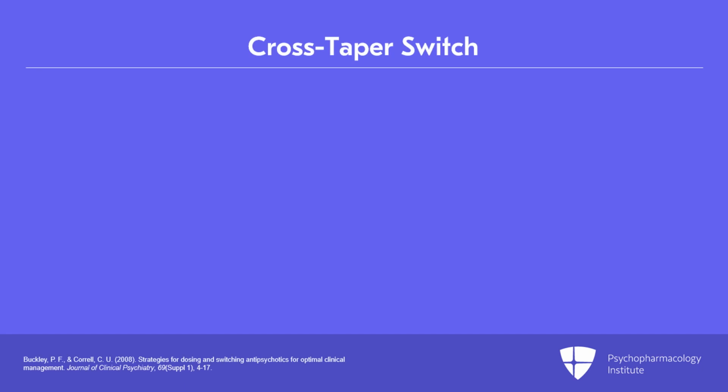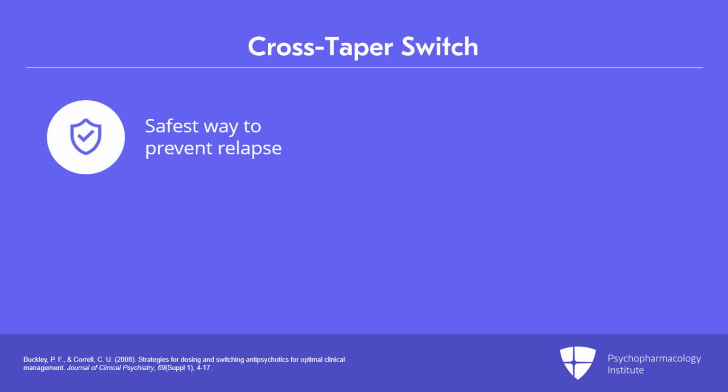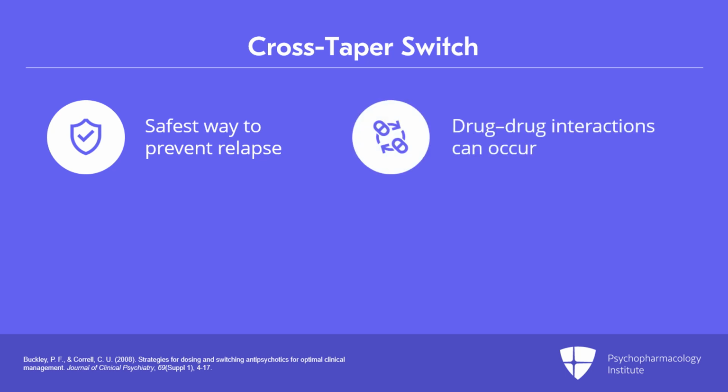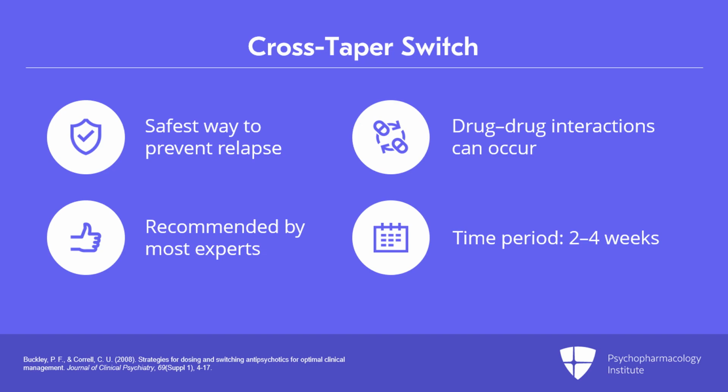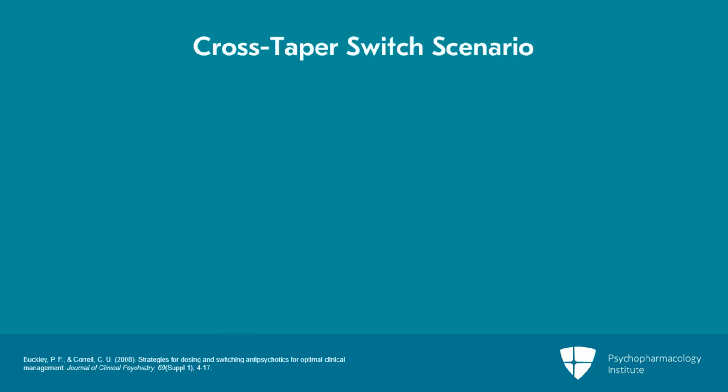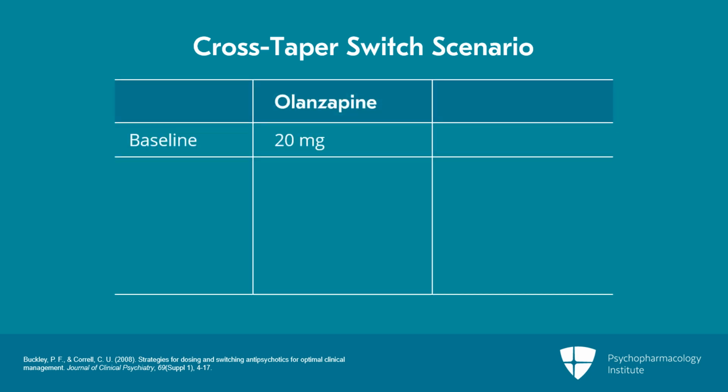A second strategy is the so-called cross-taper switch, which is arguably the safest way to prevent relapse, that is, illness exacerbation. Despite a gradual cross-taper, drug-drug interactions are still possible. This is recommended by many experts in the field. The typical time period for such a switch is 2 to 4 weeks. So, for example, a patient is taking 20 milligrams of olanzapine at baseline. We decide to switch them to aripiprazole over a period of 3 to 4 weeks.